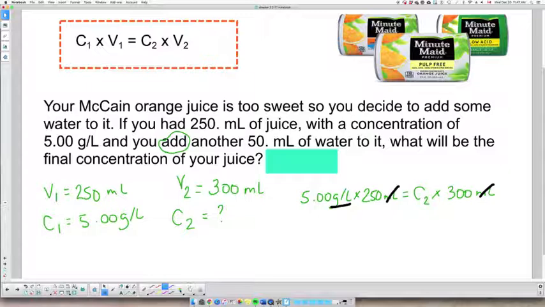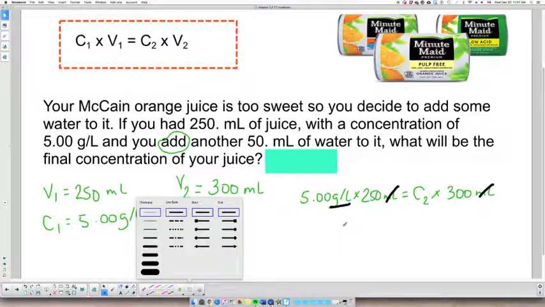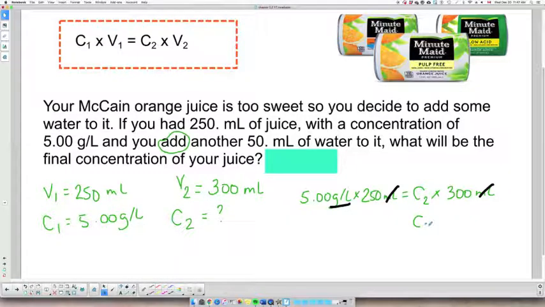Okay, so back to the problem. This gives me a concentration 2 of 4.1666 grams per liter. Now, if I do the significant figures, these have 3 sig figs, 2 sig figs, and 3 sig figs. Oh, they all have 3, sorry. So I need to keep 3 sig figs. I'm cutting here. The first digit that I drop is a 6, which means I'm going to have to turn this into a 7. So my final answer is 4.17 grams per liter for the new concentration.